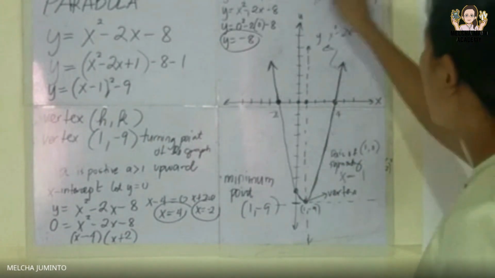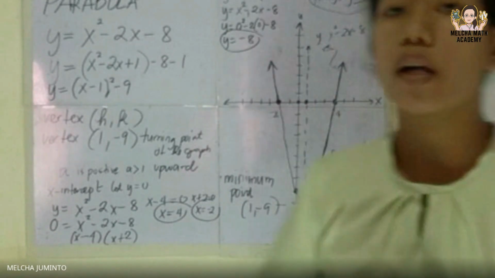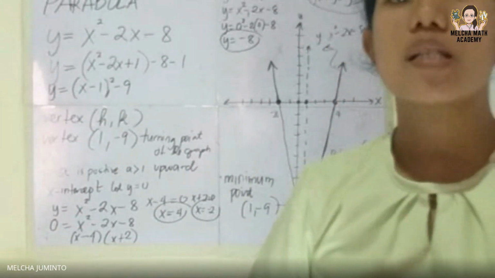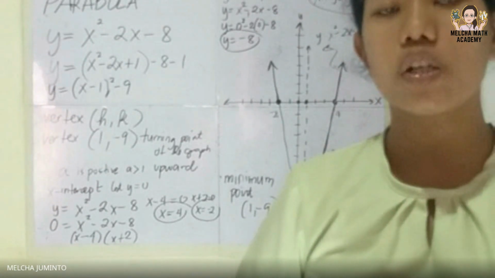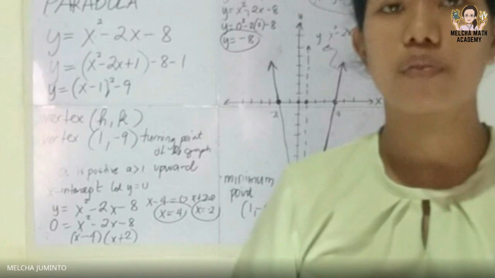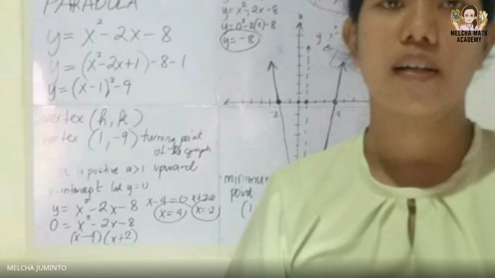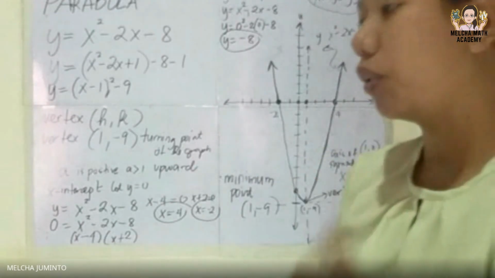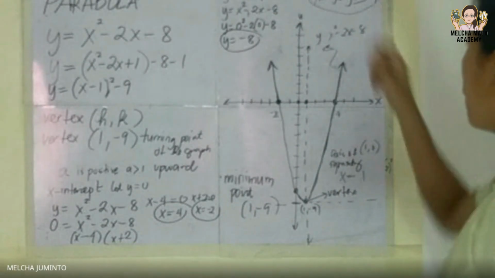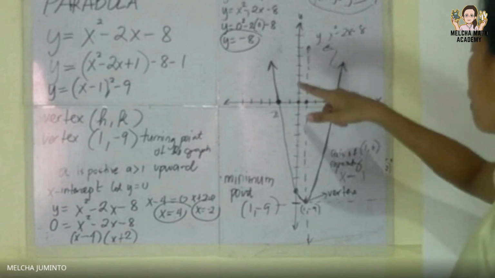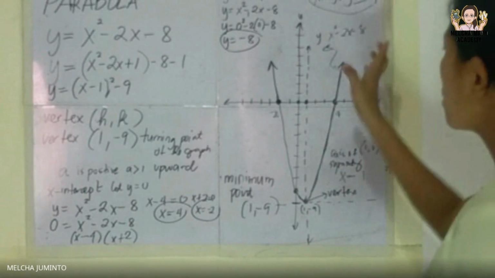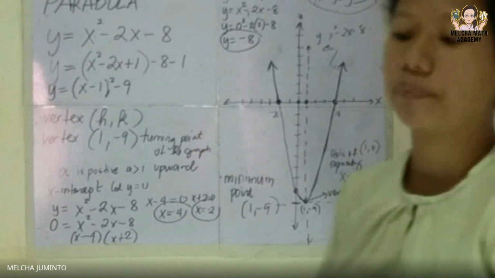So this is the domain and the range. Again, for a quadratic function, the domain is always the set of all real numbers. And the range depends on the opening of the parabola. If it opens upward, the range will be greater than. If it opens downward, it should be less than.